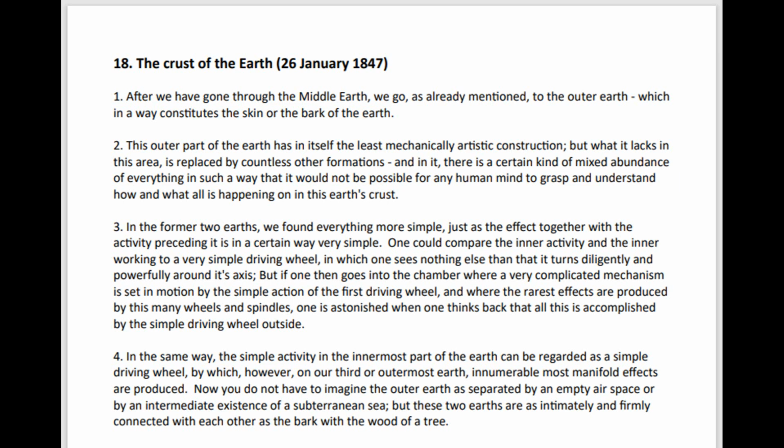After we have gone through the middle earth, we go, as already mentioned, to the outer earth, which in a way constitutes the skin or the bark of the earth. This outer part of the earth has in itself the least mechanically artistic construction. But what it lacks in this area is replaced by countless other formations. And in it, there is a certain kind of mixed abundance of everything, in such a way that it would not be possible for any human mind to grasp and understand how and what all is happening in this earth's crust.